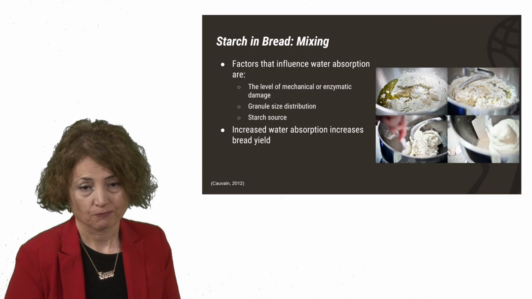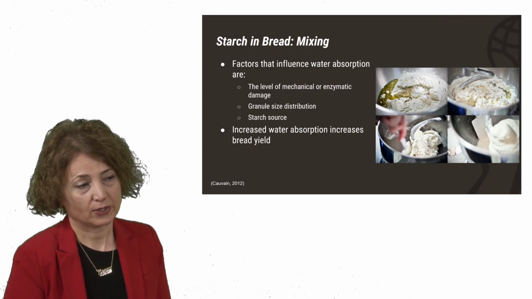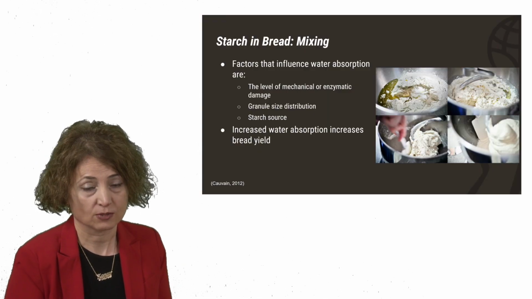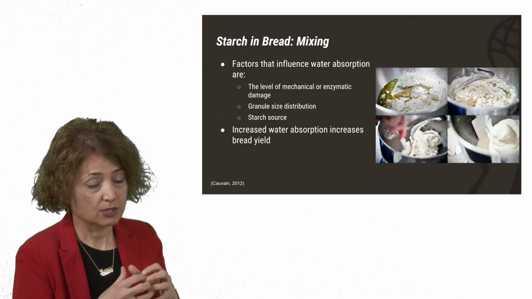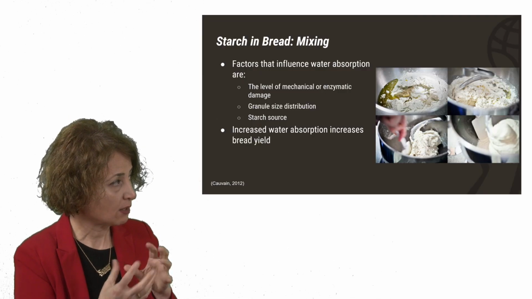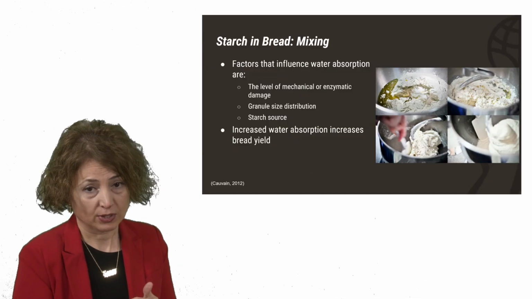starch source. The higher the starch damage, the higher the water absorption, because damaged starch has higher water absorption. It's because there is more surface on the granules, and the inside of the granules is also exposed, and increased water absorption is increasing bread yield.